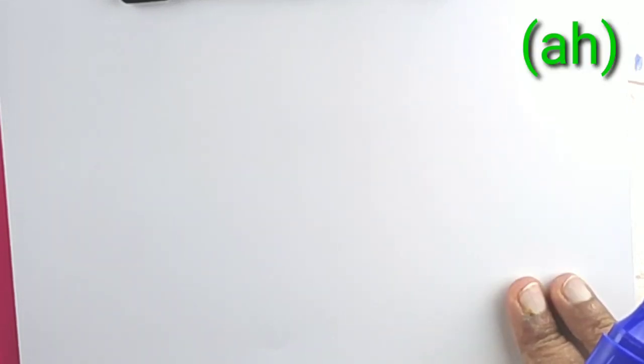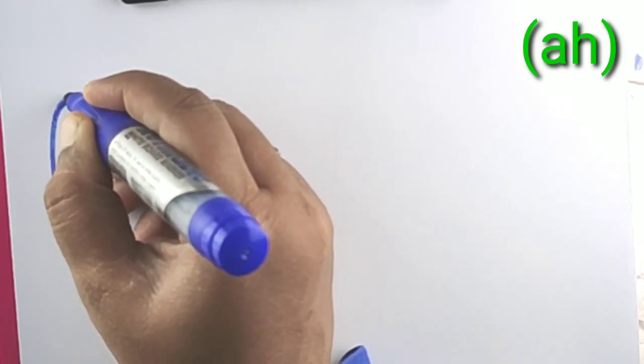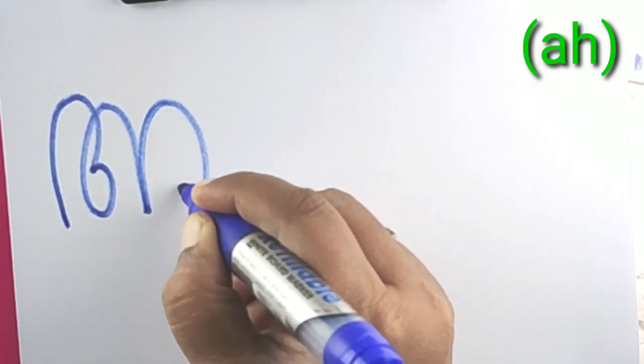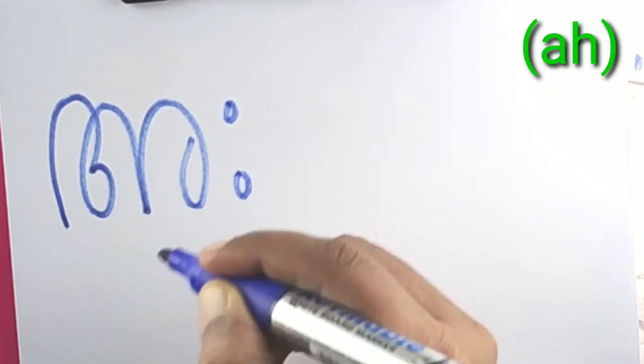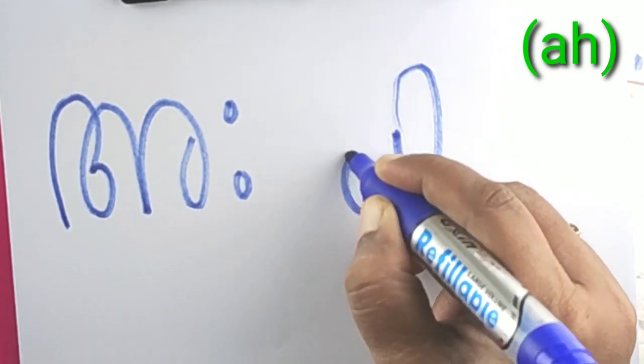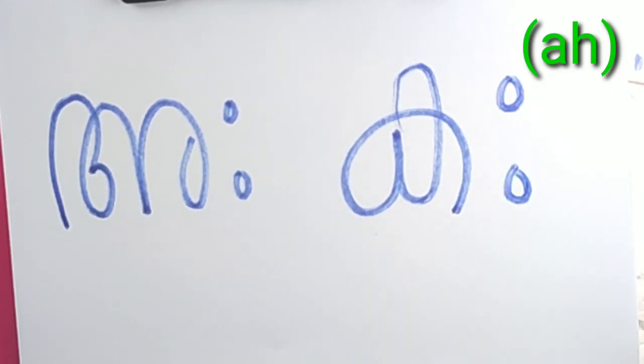Now the last one, ka with the sound. So the vowel sign a. Now how will we make ka with the sound? That is very simple. Write ka and that's it. That is ka with the sound.